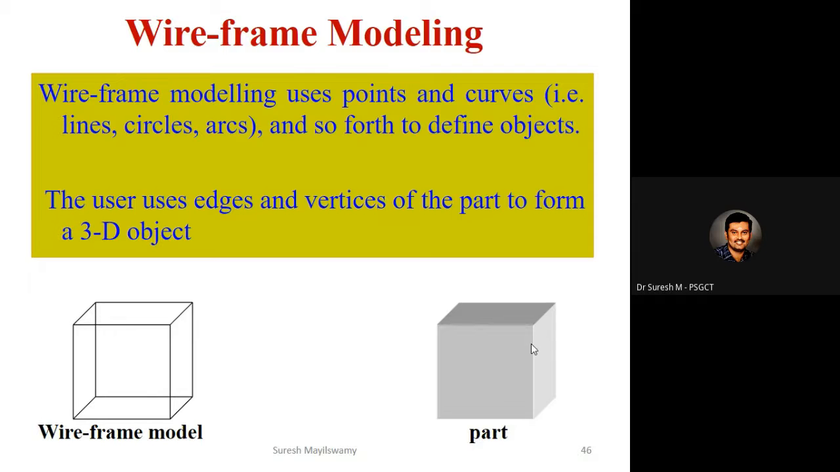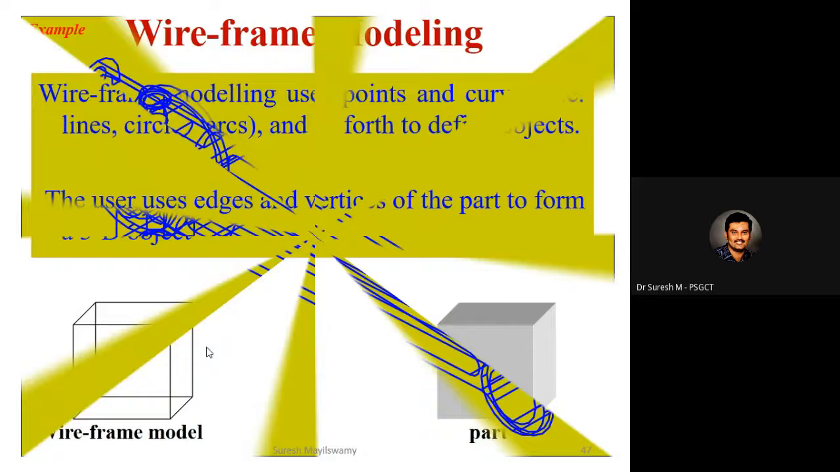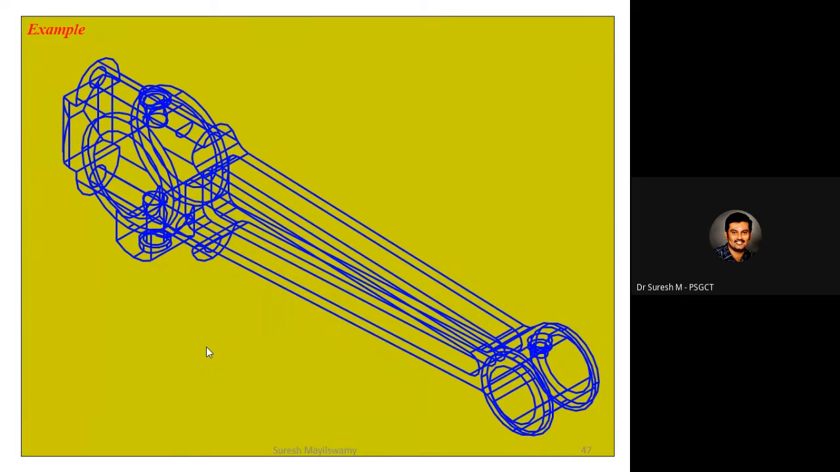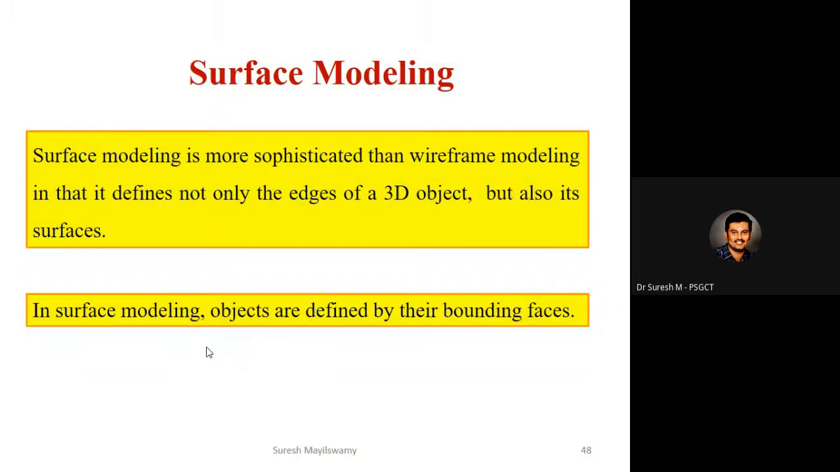So here this is a solid geometry, and here it is a wireframe geometry. See here, the isometric lines are also visible, so the observer can easily get confused. So this is the example for wireframe modeling. Understanding the part geometry is very difficult while seeing the wireframe model. That's why we go to the surface model.